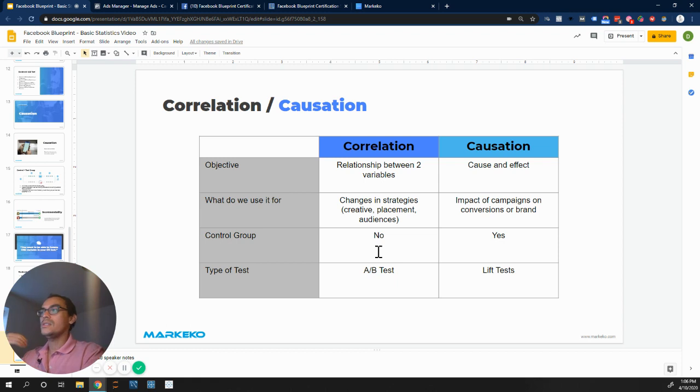And so this is a good summary that you should print, and I wouldn't say memorize, but it's a good way to see the difference between correlation, causation, A/B testing, and lift test within the Facebook platform. You're going to get a ton of questions on this, especially for the 200 level exam. And you need to understand the basics of how these are different so that you can answer the questions quicker and properly.